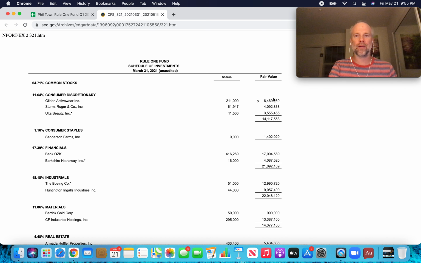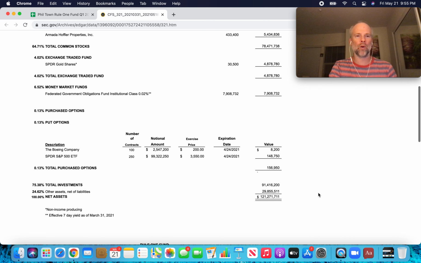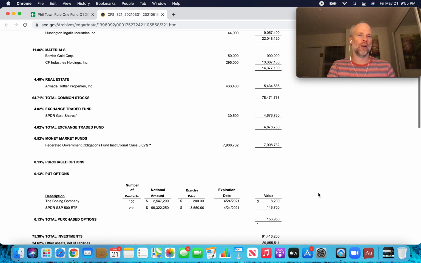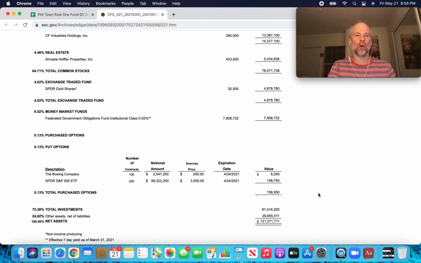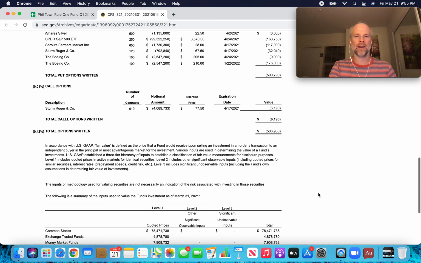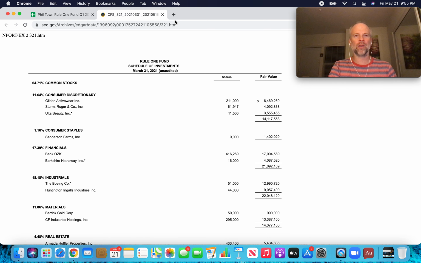And I'm gonna link, of course, to this SEC filing, which gives kind of the snapshot of what's in the Rule One Fund as of March 31st, 2021. You've got all of the stock holdings, purchased options, puts, sold options, puts. There's a call option in there. So, there's a fair bit to look through.